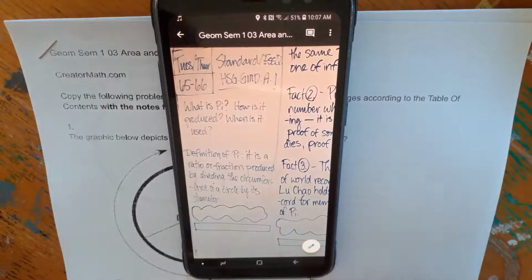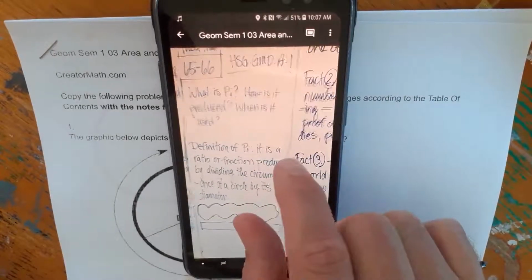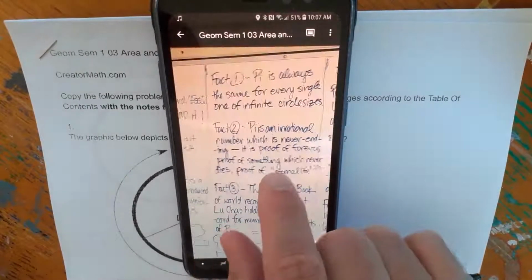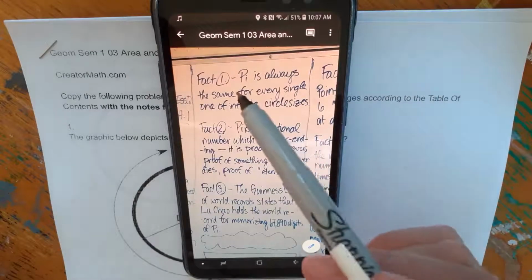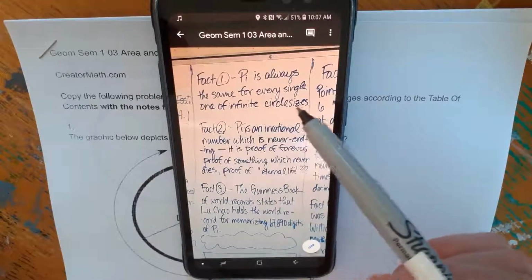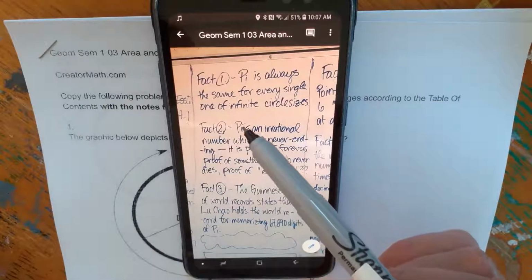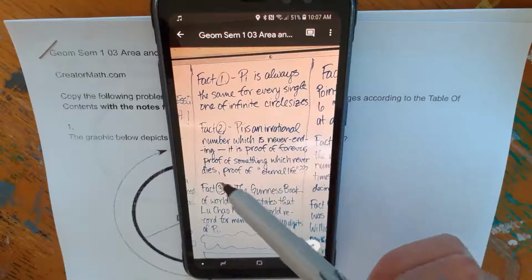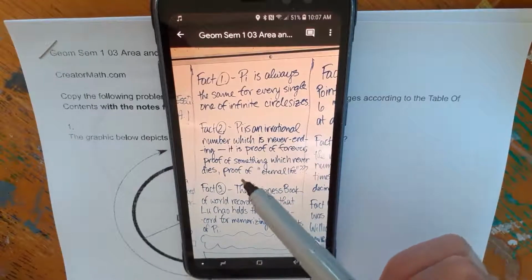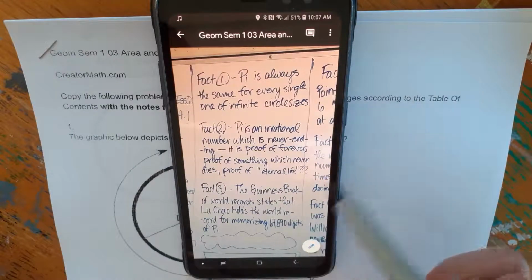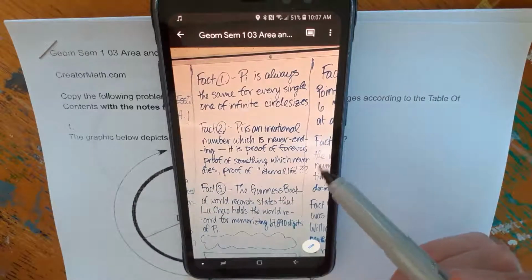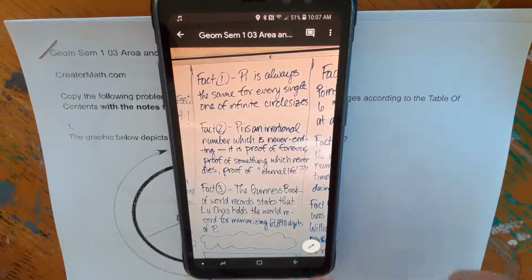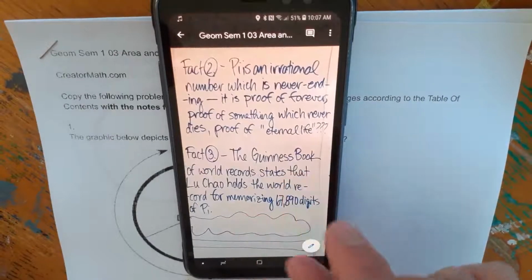This talks about a lot of facts about pi, and I'll let you put these in your notes first. That will help you with some of these practice problems you're going to do. But things like fact 1, pi is always the same for every single one of an infinite number of circle sizes. Pi is an irrational number which is never ending. It is proof of forever, proof of something which never dies, proof of, yeah, I get a little bit exaggerative there, but possibly, we'll see.